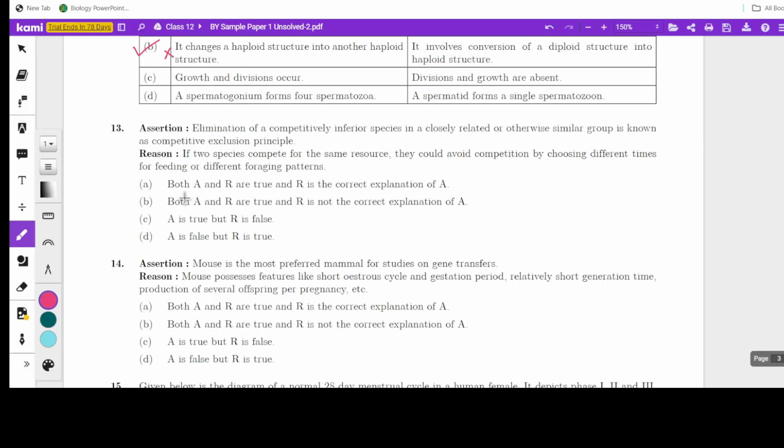Let's see the question again. Elimination of a competitively inferior species in a closely related, otherwise similar group is known as the competitive exclusion principle. Yes, this statement is correct. Assertion is true. If two species compete for the same resource, they could avoid competition by choosing different times for feeding or different foraging patterns. Actually, the second statement, the reason, is a solution for this Gause competition principle.